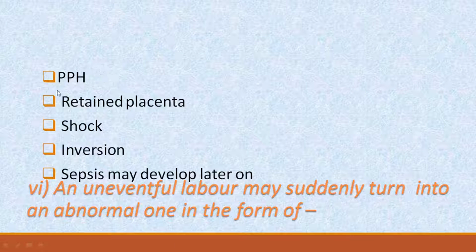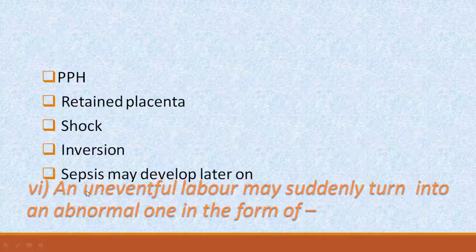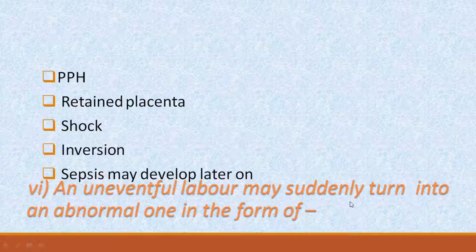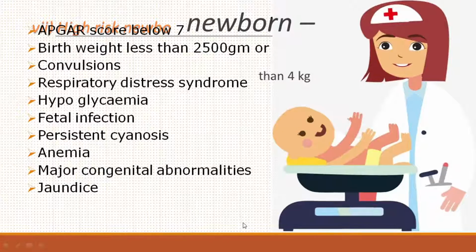PPH, retained placenta, shock, inversion, sepsis may develop later on. An uneventful labor may suddenly turn into an abnormal one in the form of PPH. In the newborn: APGAR score below 7, birth weight less than 2500 gram, or convulsions, respiratory distress syndrome, hypoglycemia, fetal infections, persistent cyanosis, anemia, major congenital anomalies, and jaundice.